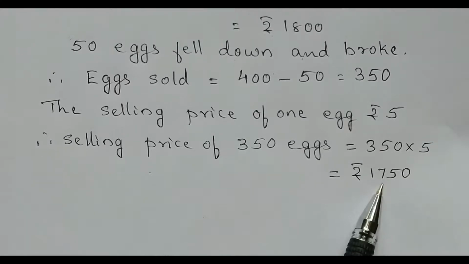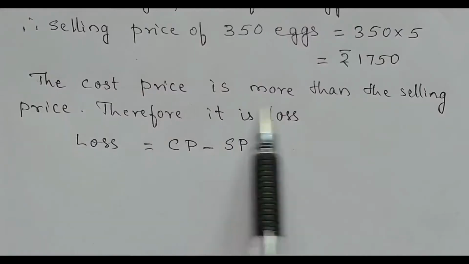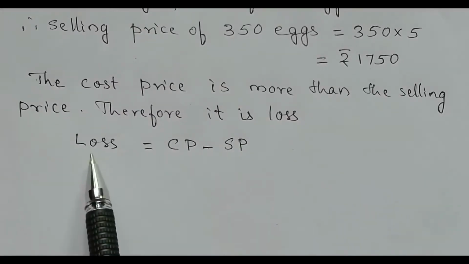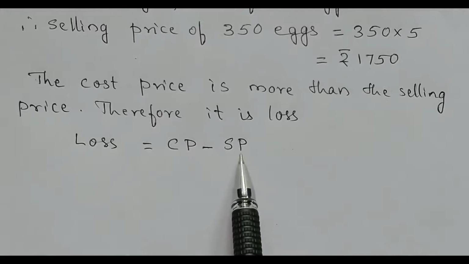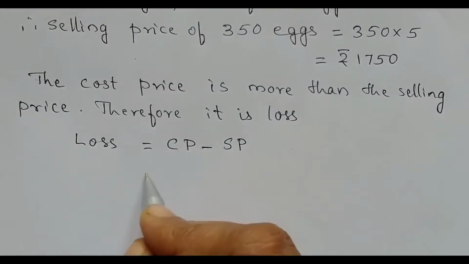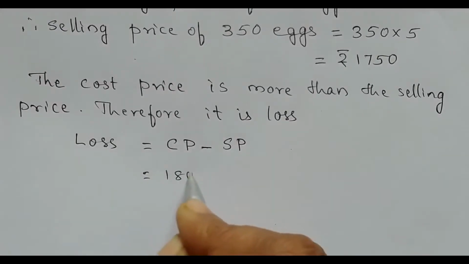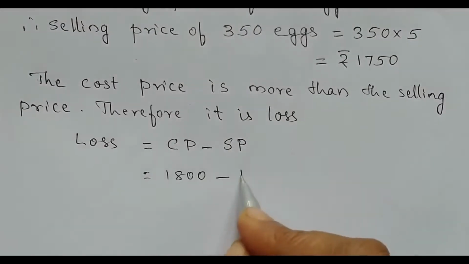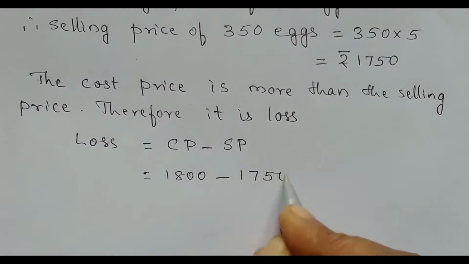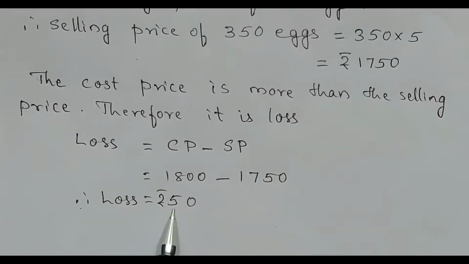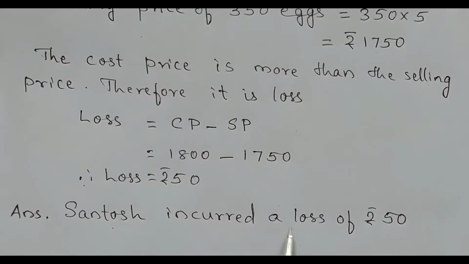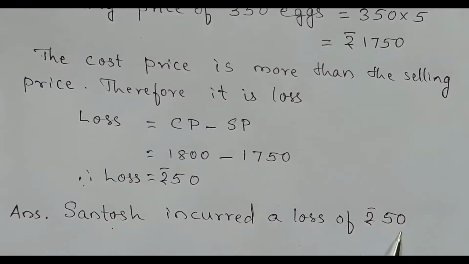So it is a loss. The cost price is more than the selling price. Therefore, it is a loss. Loss is equal to cost price minus selling price. The cost price is 1800 minus the selling price of 1750. Therefore, loss is equal to 50 rupees. The final answer: Santosh incurred a loss of rupees 50.